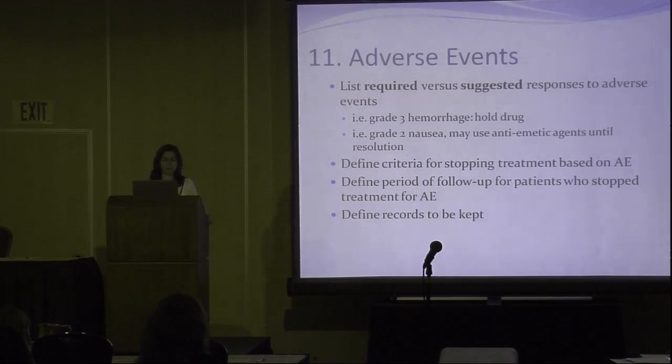So again, we have to list the required versus suggested responses to adverse events. Some of these are very highly regulated for you already, and you borrow the language. But here's an example. A grade 3 hemorrhage, the protocol will say no more drug. Versus grade 2 nausea, you might have some suggestions about what antiemetic drugs you would use. What are your criteria for stopping treatment? And then what's your time period for following patients once they've had an adverse event? How long are you going to follow them until that's resolved?